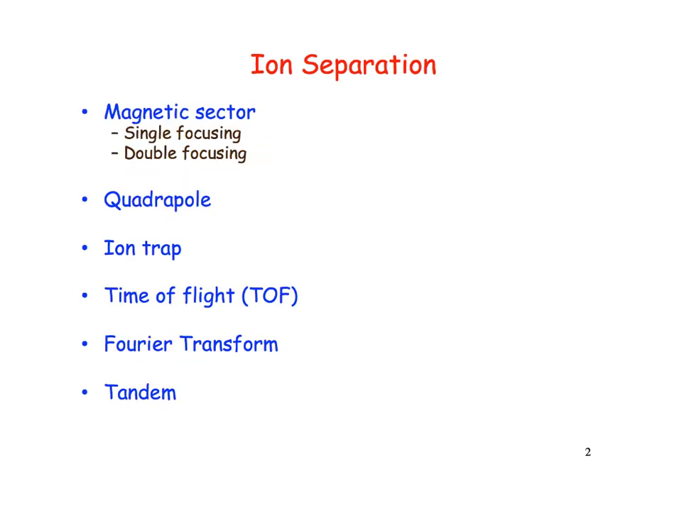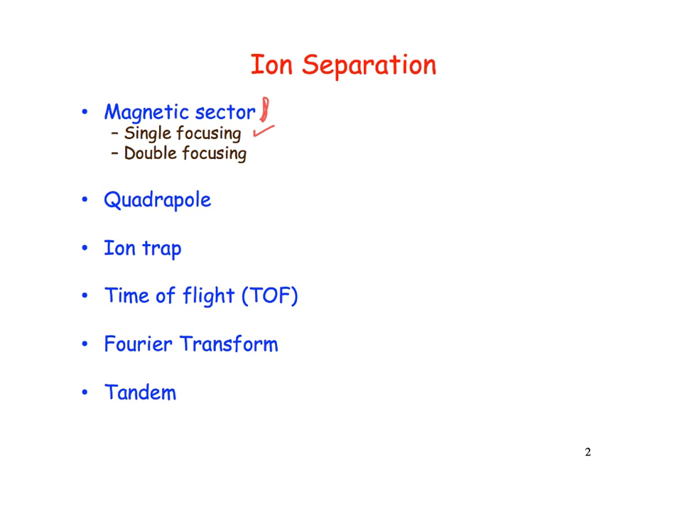I showed you at the beginning one method, which was called a magnetic sector instrument. I've got a diagram of that again, and what we've looked at so far was the single focusing magnetic sector instrument. Basically we shoot the ions down a tube, it goes through this magnetic field and it causes it to curve, and the amount of curve depends upon the mass to charge ratio.